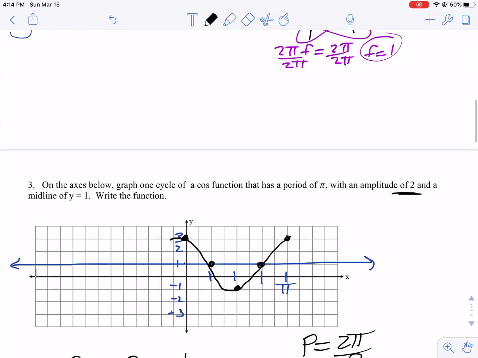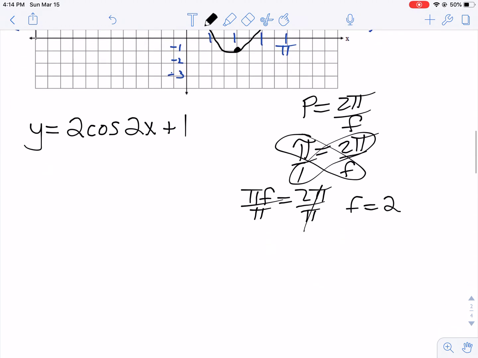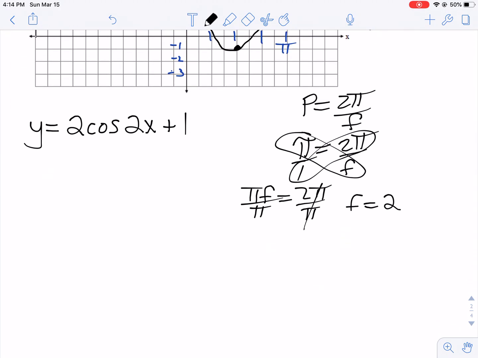All right, there's your 3 examples. Good luck. You can choose to write the function first and graph it like we did in the previous lesson, or you can graph it like we did here and write the function after. It really doesn't matter. Good luck.